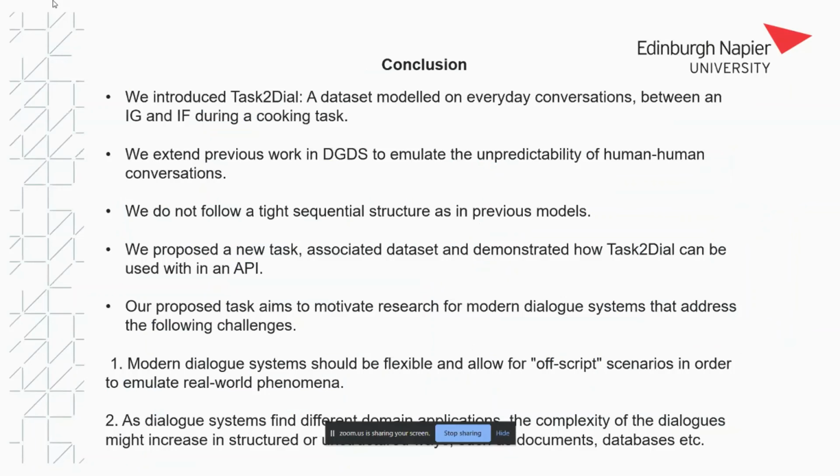So in conclusion, we introduced the Task2Dial dataset, modeled on everyday conversations between an information giver and information follower during a cooking task. We extend previous work in document-grounded dialogue systems to emulate the unpredictability of human-human conversations. We did not follow a tight sequential structure as in previous models. We proposed a new task-associated dataset and demonstrated how Task2Dial can be used with an API.